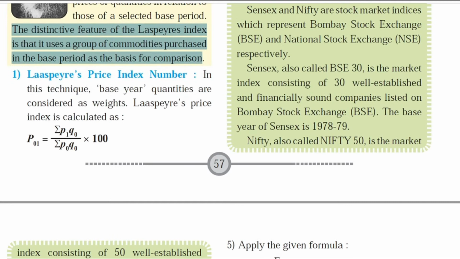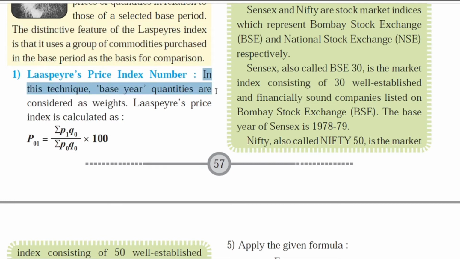Let us understand Laspeyres price index number in detail. In this technique, base year quantities are considered as weights. As you know, weighted index number is all about weights, so assigning weights becomes very important. Here in the Laspeyres method, base year quantities are considered as weights. Laspeyres price index number is calculated with the following formula. The formula is very simple, my dear students.